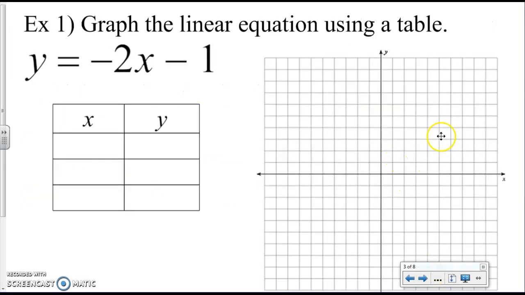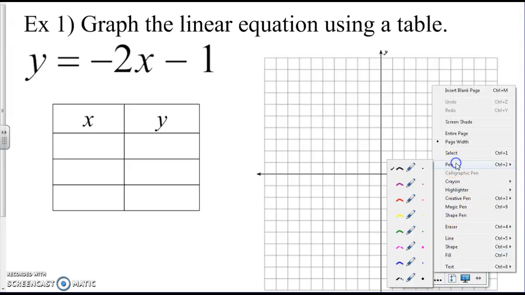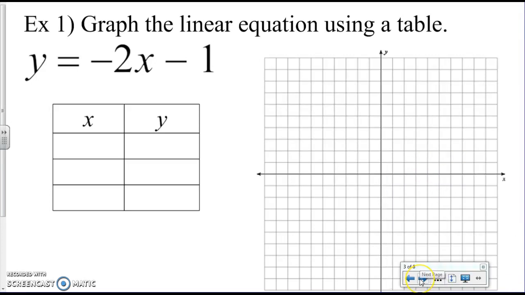Okay, and today we're going to focus on linear equations, and the whole unit will be linear equations. So our first equation is y equals negative 2x minus 1. Some of you might remember the shortcut here. I'm not going to say anything about it, but I'm going to show you how to use a table. Typically, I like to use basic numbers, easy numbers to plug in. So I'm going to plug in negative 1, 0, and 1 because those are pretty easy to calculate.